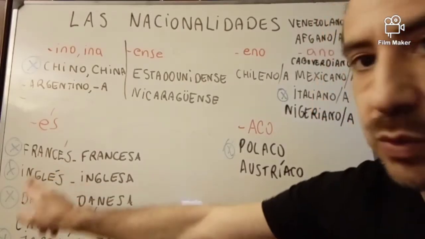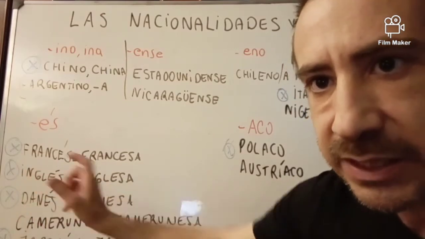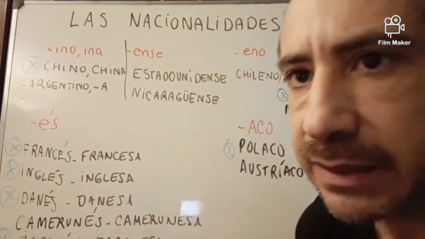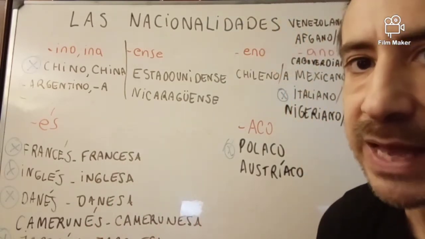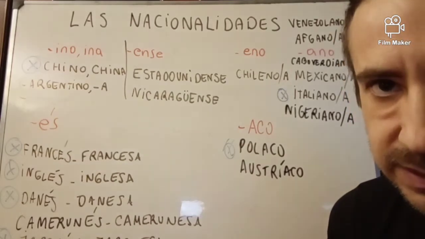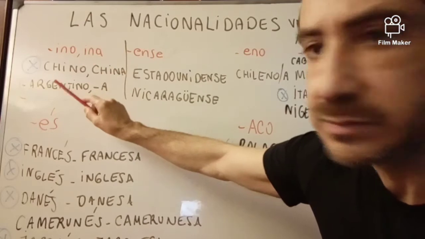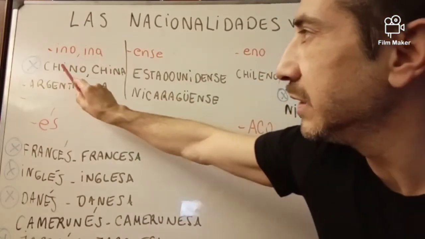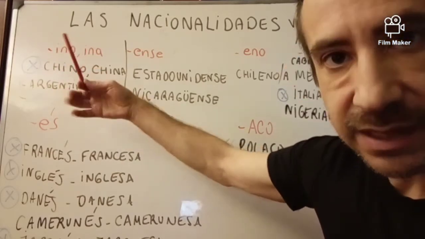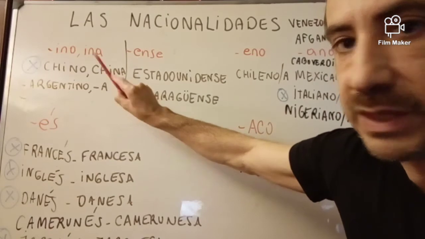In some cases, the ones in blue, the ones that have a blue cross on their left, the nationality coincides with the language that they speak in that country. In red, I put the typical endings that we have in Spanish to make the word that refers to a nationality. So in this case it says ino, ina, the masculine o, the feminine a. As in the case of China, the country, the nationality is Chino for men and China for women.